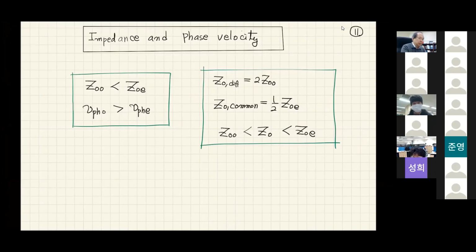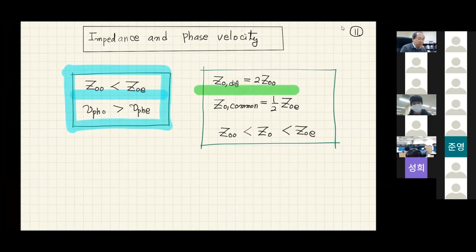그래서 우리 다시, this is the summary of the class today. We have odd mode impedance and even mode impedance. Those are not same. We have odd mode impedance phase velocity and even mode phase velocity. By the definition of circuit theory and microwave theory, differential mode impedance is twice of odd mode impedance. Its common mode is the half of even mode impedance.